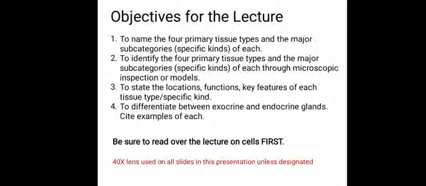At the end of this lecture, we will be able to name the four primary tissue types and the major subcategories of each. We will be able to identify the four primary tissue types and the major subcategories of each through microscopic inspections or models. And we are able to state the locations, functions, and key features of each tissue type. We are able to differentiate between the exocrine and endocrine glands and cite examples of each.